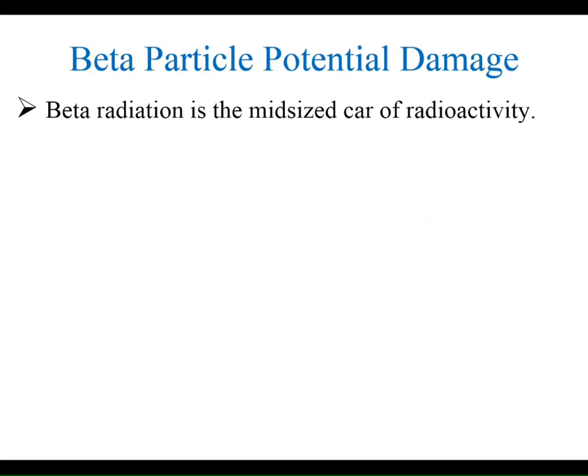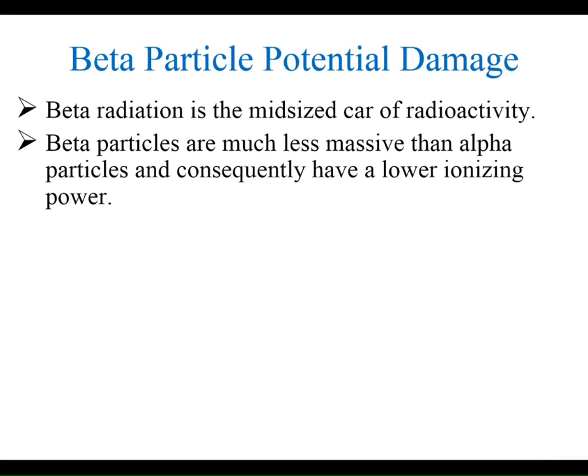Okay. Well, if the alpha is the big giant semi-truck, the beta, like I said, is much smaller, right? Its mass is a fraction of an alpha. Therefore, that means it's not nearly as damaging when it smacks into you. So it has a much lower ionizing power compared to the alpha. It's kind of like the middle of the road ionizing power. It's not the most, it's not the least, kind of the middle of the road.